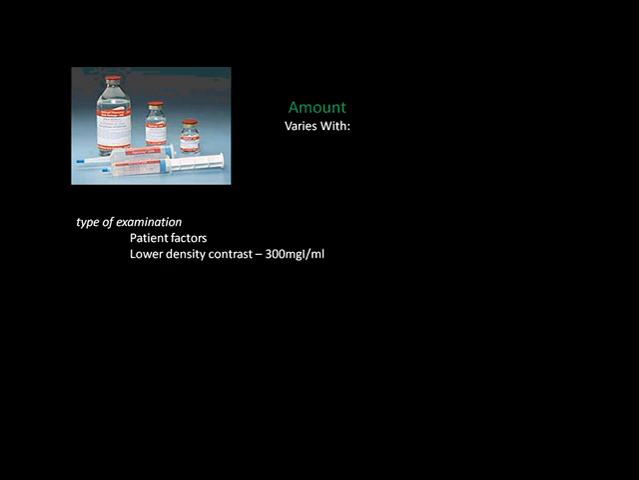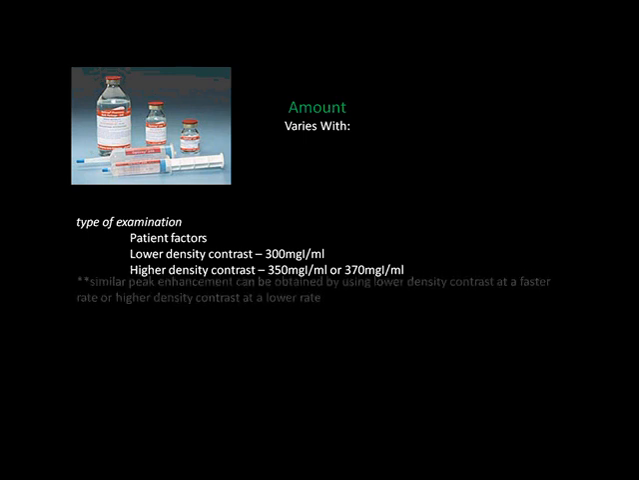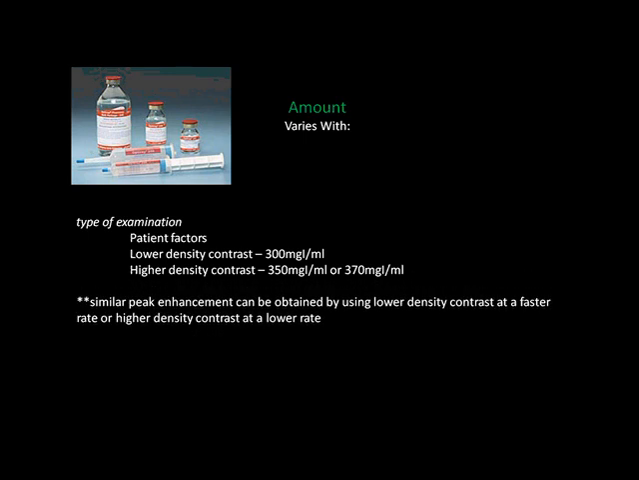Lower density contrast is usually a 300, like Opti 300, Omnipaque 300, and a higher density, the number is going to be higher, 350 or 370 Opti. Similar peak enhancement, again, can be obtained by using lower density contrast at a higher rate or higher density contrast at a lower rate.